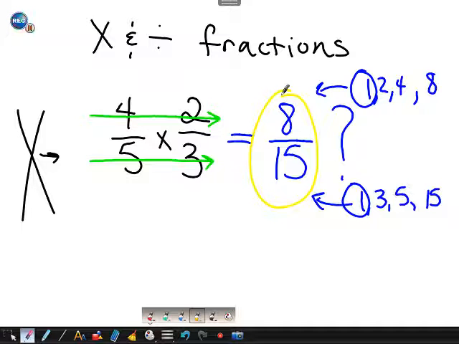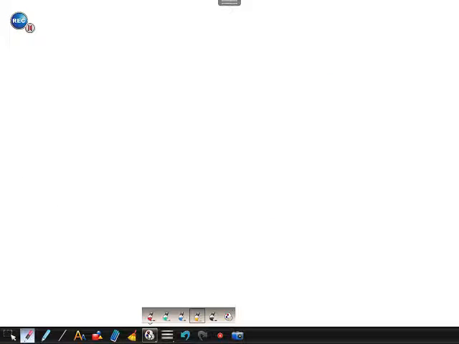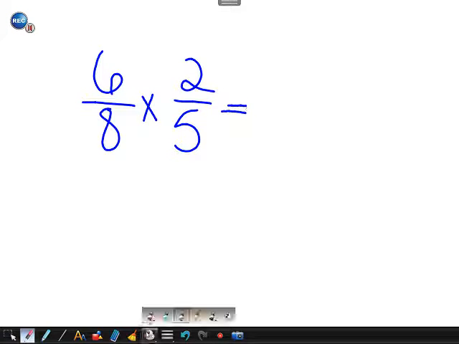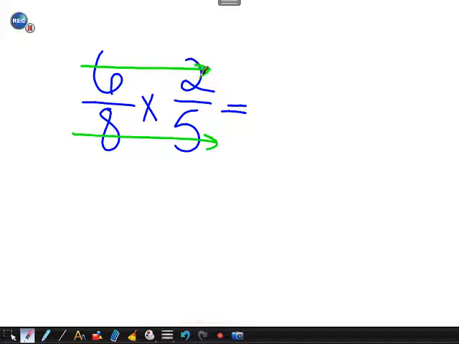Let's try another one. Let's try 6/8 times 2/5. So same thing as before, we multiply from the left to the right. And when we multiply left to right, we're going to get 12 over 40.